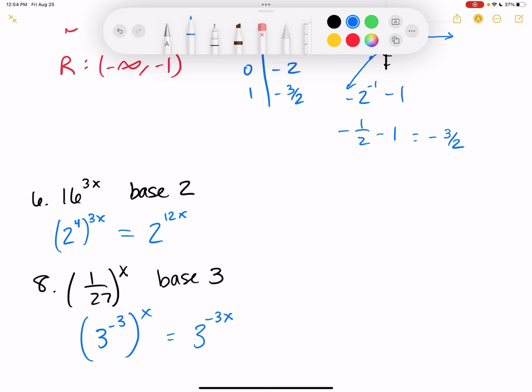Use a graph to find the zeros of the function. So you're going to need your calculators for this.